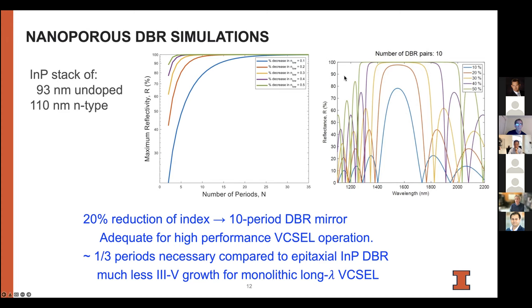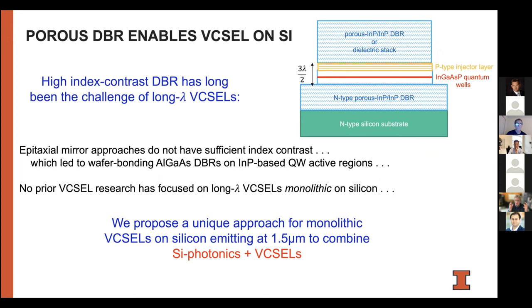And this is what these calculations are showing. So we really think this is a promising approach that attacks a long-standing problem, because basically 1.5 microns, the second VCSEL paper ever written was an attempt at long wavelength, and it's always been a problem. The problem has been that we don't have good mirrors, that the natural materials don't have high enough index contrast. And so we think that this porosification process is a way to avoid this issue.